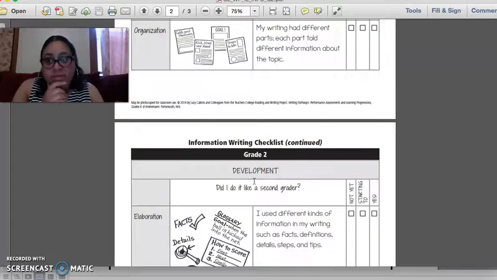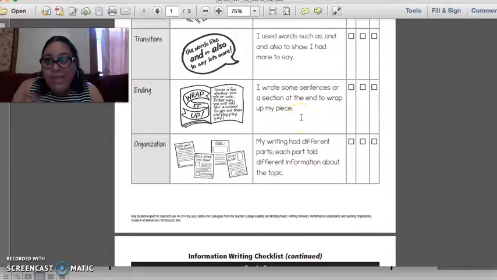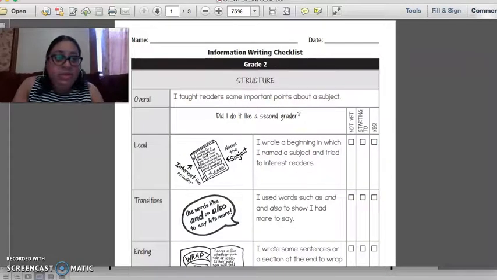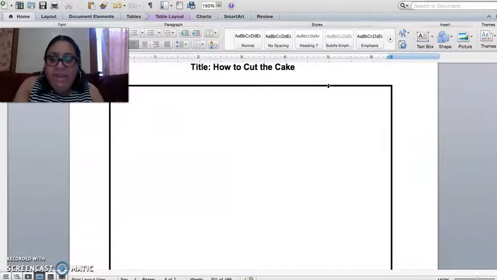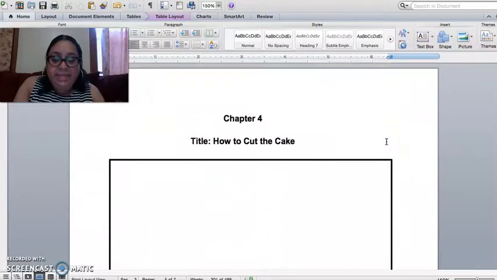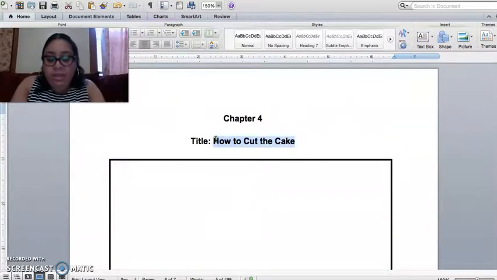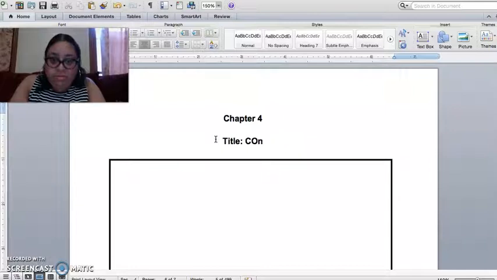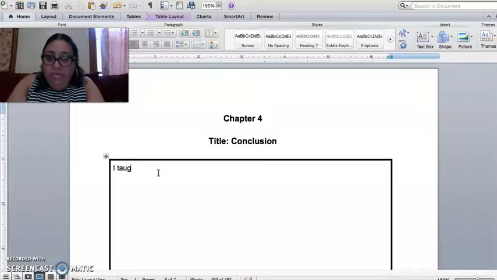But writers, there's something I left out. My ending. I have to wrap up my book. So let me go back to my writing and find a way that I can wrap this up. Instead of making this chapter about how to cut the cake, I think I'm going to make this one conclusion. I taught you about baking cakes. I hope you try to bake your own cakes.